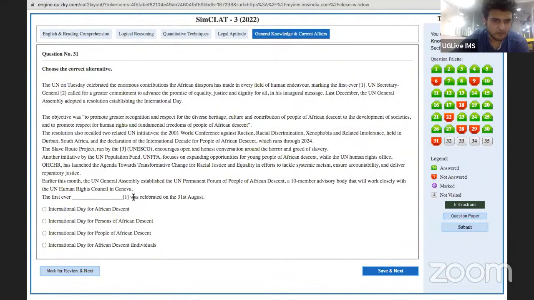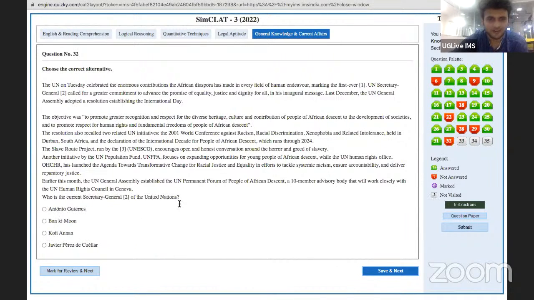First ever dash was celebrated on 31st August. International Day for People of African Ascent, International Day for African Descent Individuals. ये तो कुछ भी लिखा हुआ है. International Day for African Descent, for People of African Descent. ये grammatically मैं choose कर रहा हूँ option.